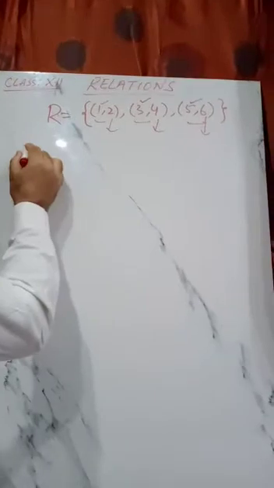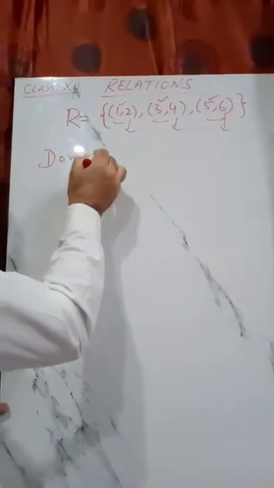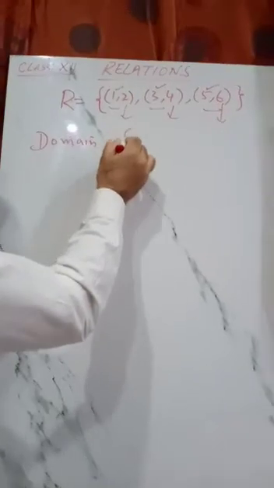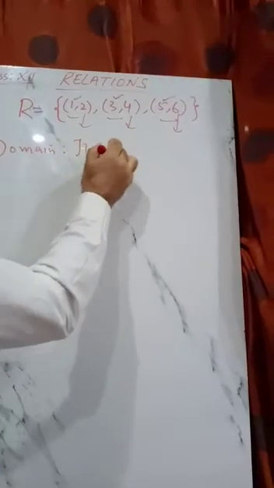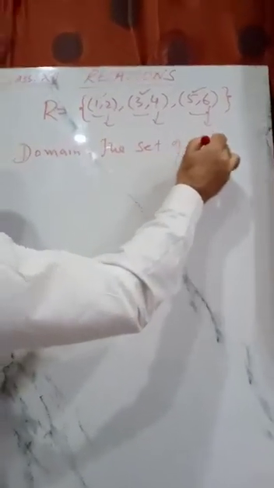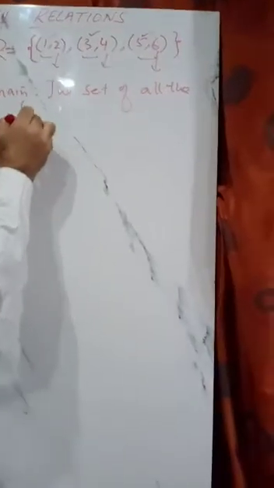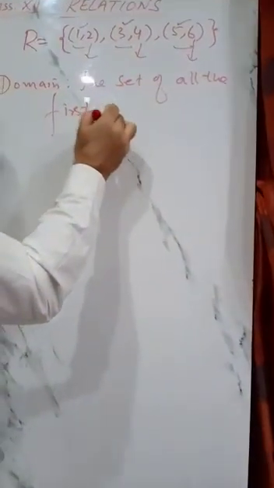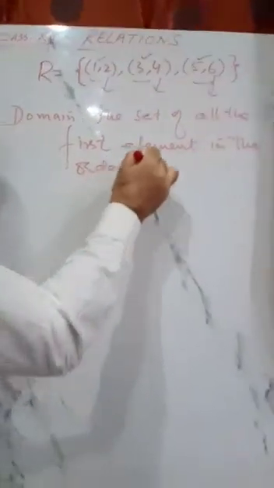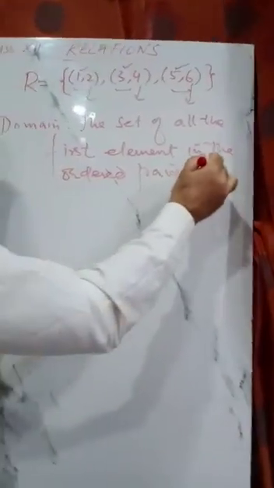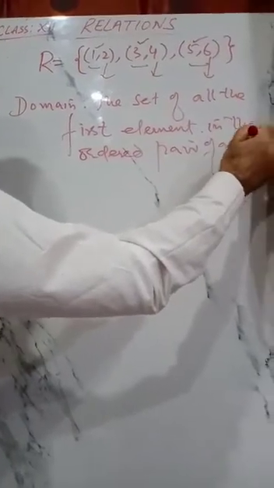So first we will write here the domain. So domain is nothing but the set of all the first values or elements in the ordered pairs of a relation. I repeat, the set of all the first elements in the ordered pairs of a relation.